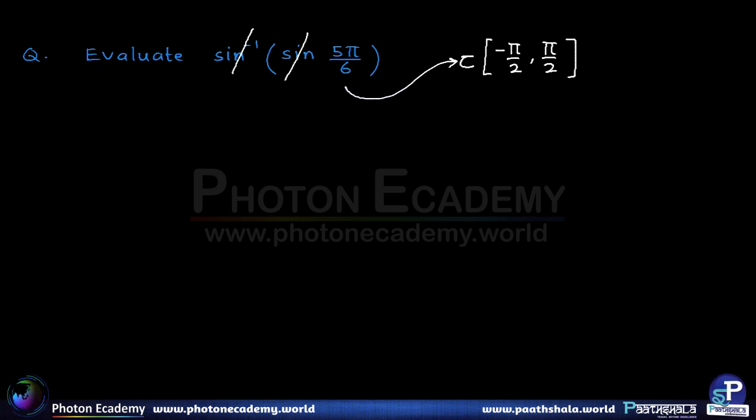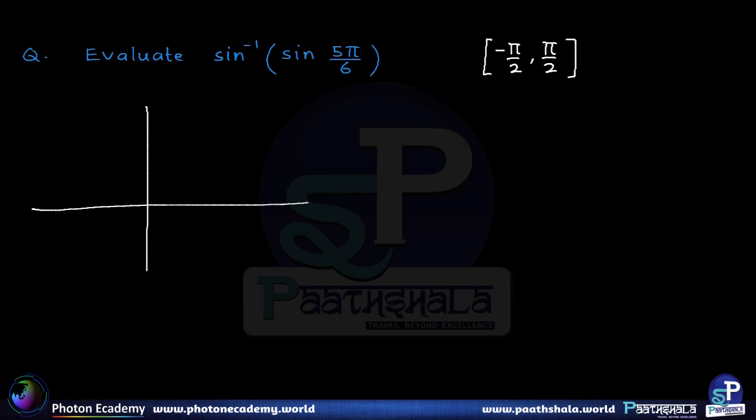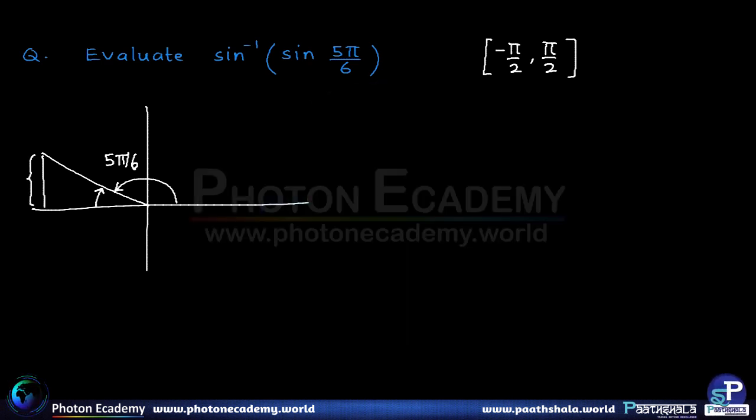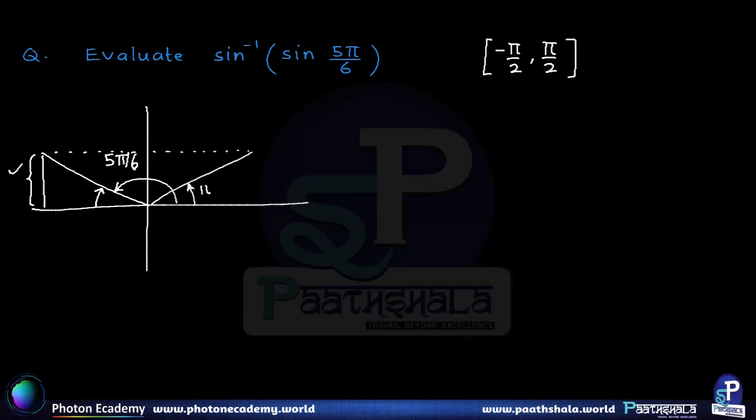So we have to think of that angle in the principal value branch whose sine is the same as the sine of 5 pi by 6. Let us first show where 5 pi by 6 is lying. It will be lying 30 degrees less than pi. So this is 5 pi by 6, and by sine we mean its y coordinate. Which is that angle in the principal value branch of minus pi by 2 to pi by 2 whose sine is the same as the sine of 5 pi by 6? Clearly that has to be the symmetrically opposite angle, and that is nothing but pi by 6.